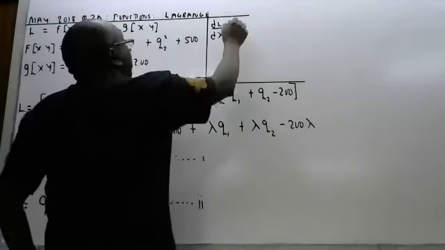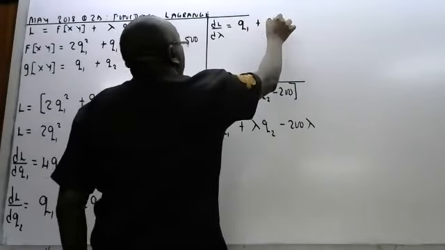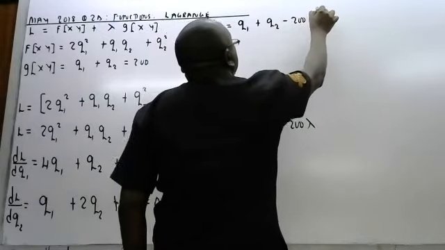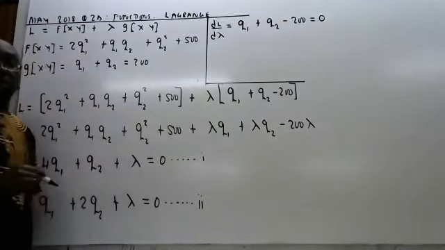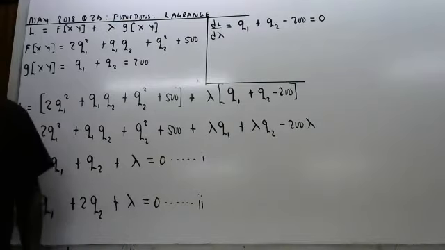So we are left with Q1 plus Q2 minus 200 is equal to 0. This is equation number 3.